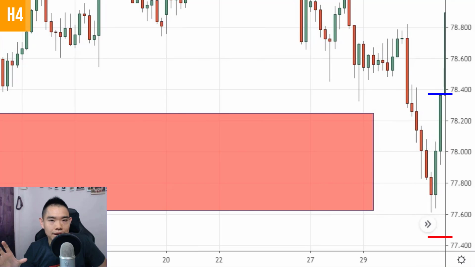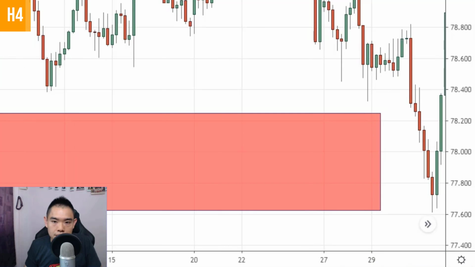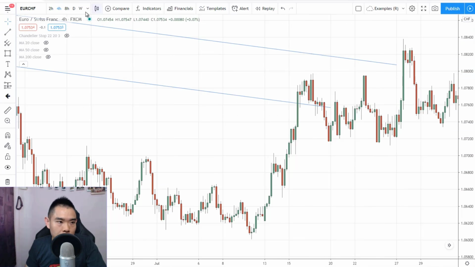But if you understand the stack area of value, you're actually buying at a low level, an area where you could attract the higher time frame traders as well to push the price higher. So this is what I mean by the stack area on your charts. So let's look at another one, Euro Swiss franc.